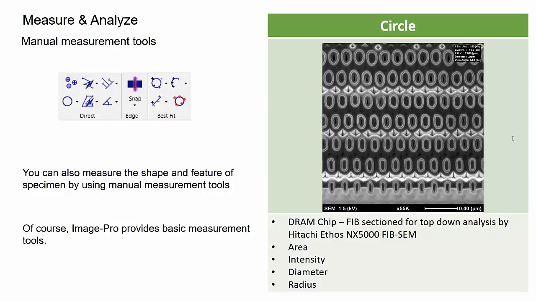So in this example, if you look at the image here on the right, it's a DRAM chip. I went ahead and sectioned this with the Hitachi Ethos NX5000 SIB-SEM top down, in order to get more of a profile along these long, tall via structures that are there. And what I would like to show you is a couple of simple different ways of how to measure this.